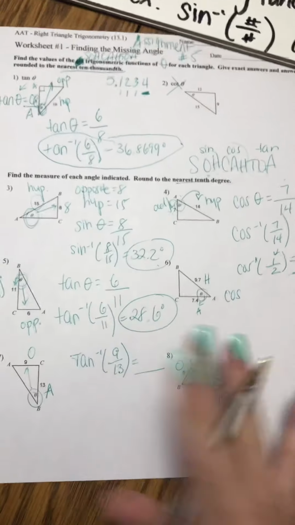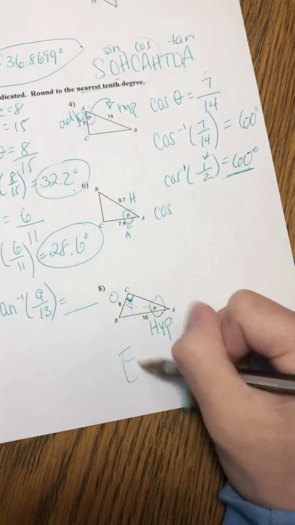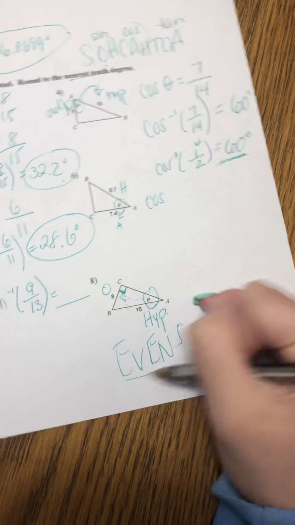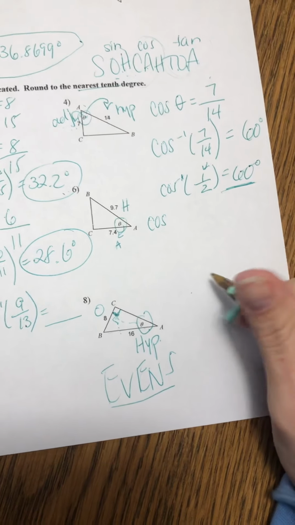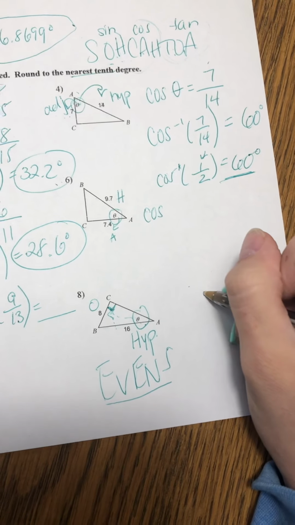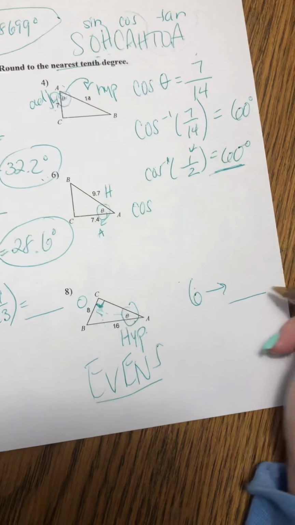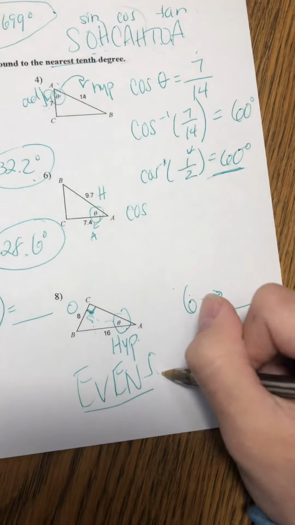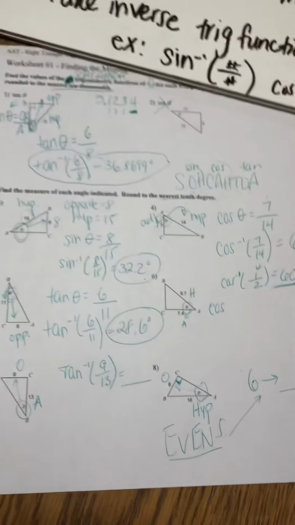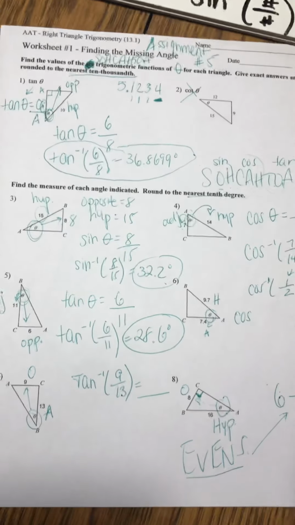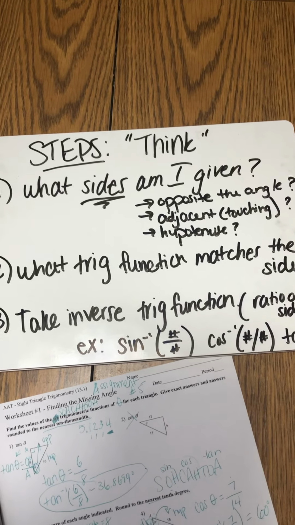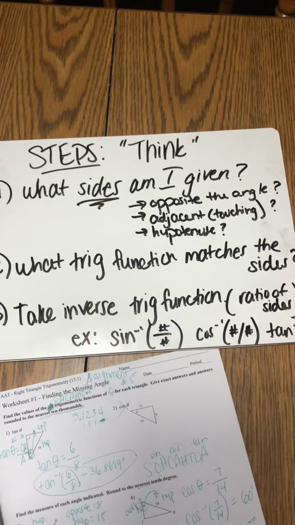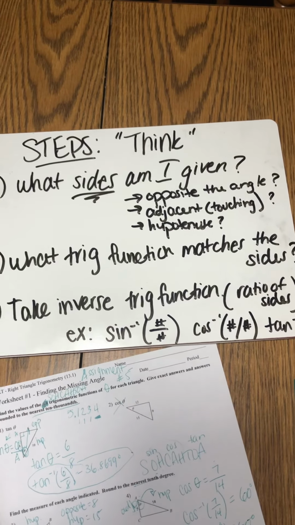Okay, so you guys are only doing evens. I did these ones with you if you watch the video, so you can start at 6 and onward. I think it ends at like 22, so only even numbers. You can start at 6 because I did these few for you. Hopefully watch this so you can make sense of it. Again, the steps I took: What sides am I given? Figure that out first. What trig function matches the sides I'm given? And then take the inverse trig function.